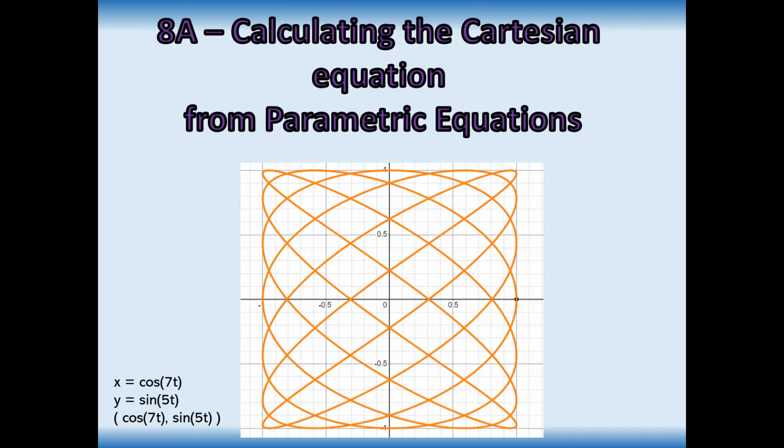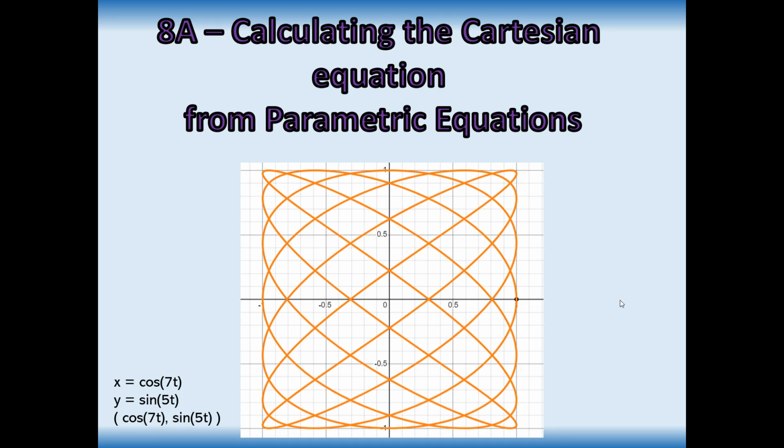So let's look at what is the actual meaning of a Cartesian equation and what's the difference between Cartesian and parametric equations. As you can see on this rather symmetric looking graph here, this is nothing but x being equal to cos of 7t and y being sine of 5t. You can use the Desmos graphic calculator and play around with the coefficients of t here and find other nice looking symmetric graphs.